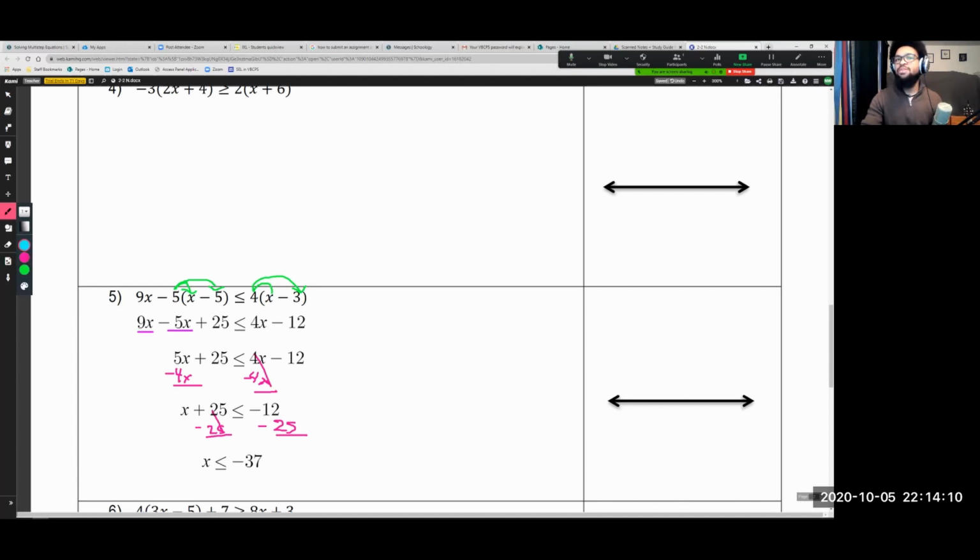And I'm going to start off by writing my number in the middle. That's negative 37. And then a negative 36 and a negative 38.